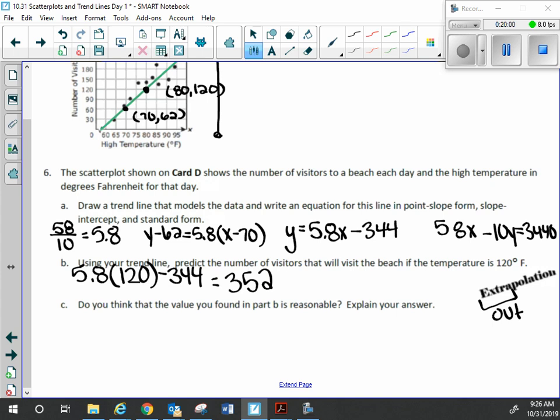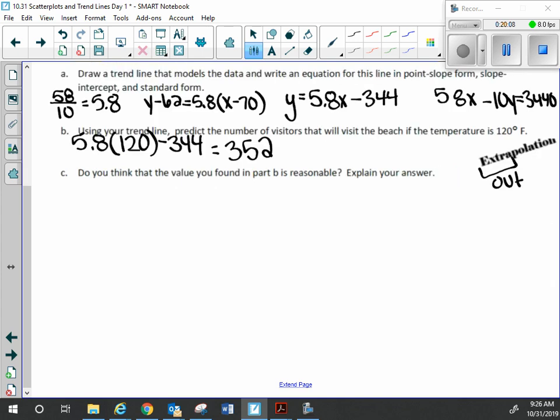Okay, you guys see a lot of talking while we're trying to. Okay, is it reasonable? No. Why? No. It's 120 degrees. Right? No, there are not more people at the beach. When you get to a certain point, what's going to happen to our graph? It's going to fall back down.